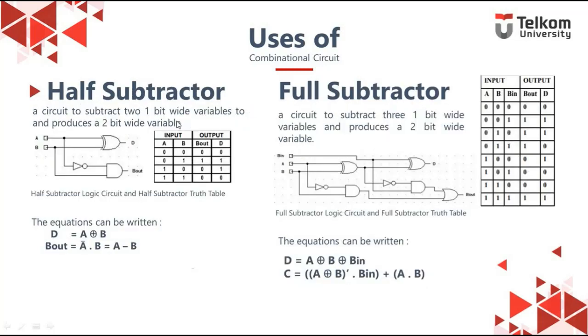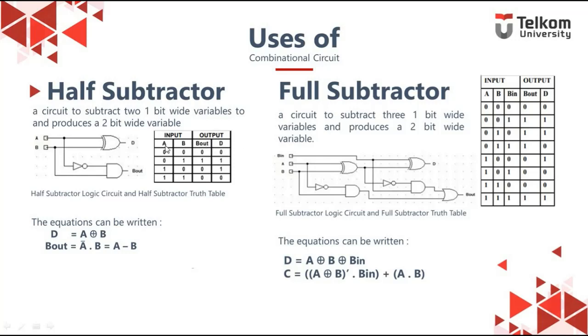And then the next one is half subtractor and full subtractor. Half subtractor is a circuit to subtract two 1-bit wide variables and produce a 2-bit wide variable. Like the example, we have two inputs, A and B, then two outputs, B out and D.